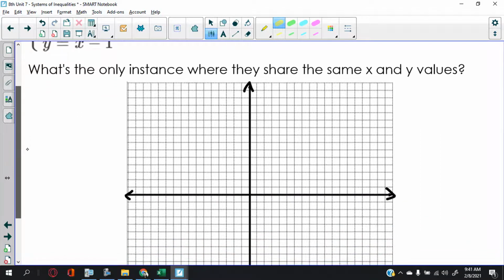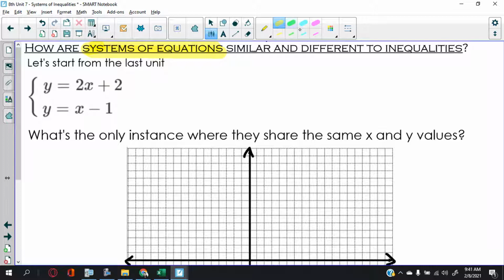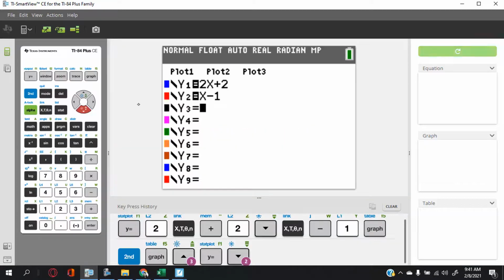The basic question is, what's the only instance where they share the same x and y values? So here I've used my trusty TI-84 calculator. Again, always make sure to clear the memory first before you start. But here I got the two equations.